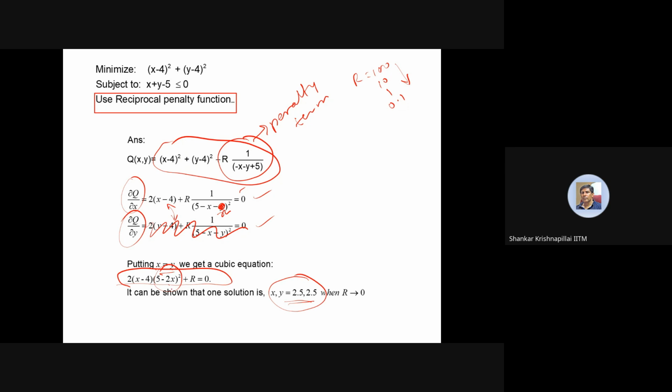If we look at this term, when x is equal to 5 by 2, then this term will become 0. So one solution of this is that when r tends to 0, x will be equal to 5 by 2.